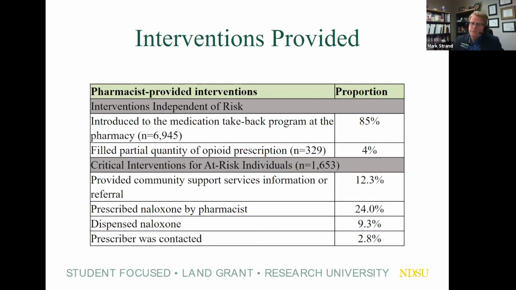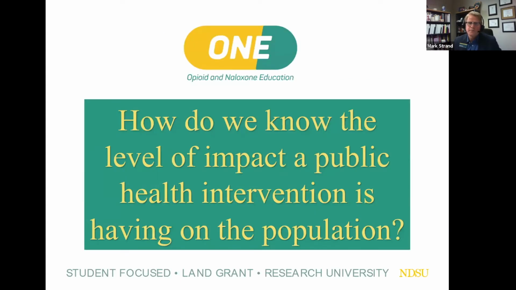I would also point out at the bottom, only 2.8% of patients had contact where the pharmacist contacted their provider or their prescriber to talk about it. I think there's a lot of opportunity there to increase communication with providers in a way that's in the best interests of the patients. Community support services or referral, 12.3%, prescribing naloxone, 24%, and then dispensing, 9%. So you'll see these pharmacists have been very active. And you say, how do they have time to do this in a busy pharmacy? This takes on average 4.8 minutes to complete per patient. And so that's how.